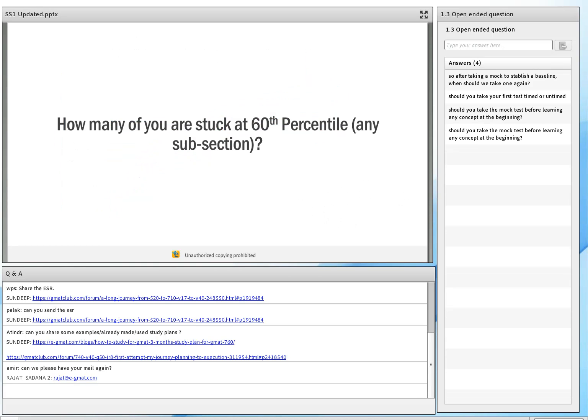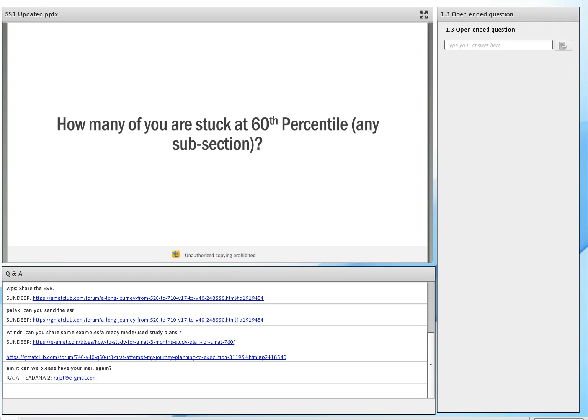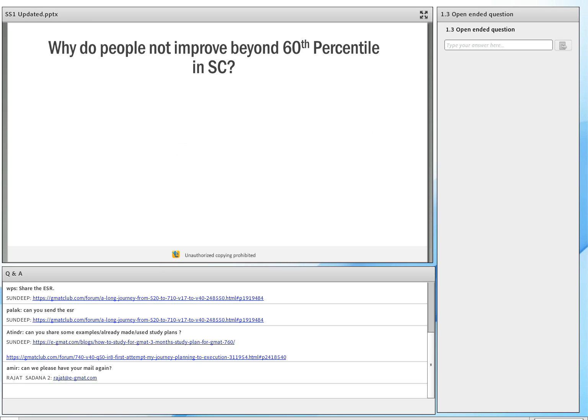All right. Now, many people who do this get stuck at the 60th percentile in whatever subsection they are working on, whether it's SC, CR, RC, number properties, algebra, and so on. And there's a reason. Even when you have that personalized study plan, success doesn't happen. There's a reason why that is the case, and that reason is what we call the attitude of learning.